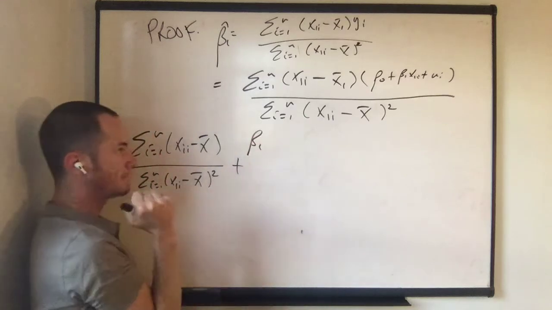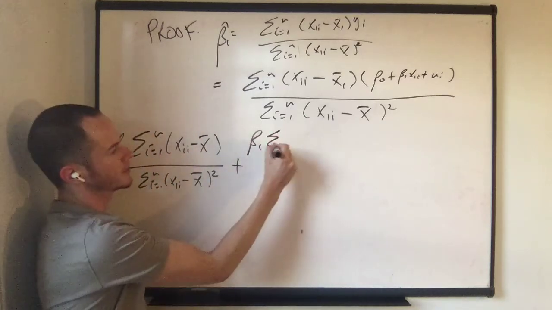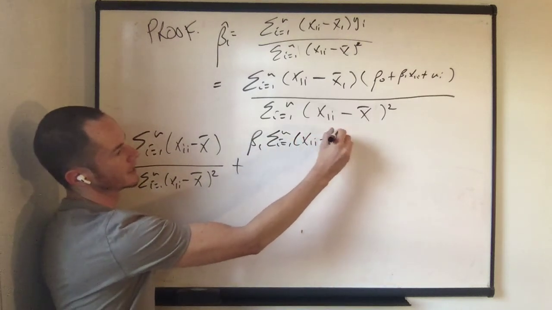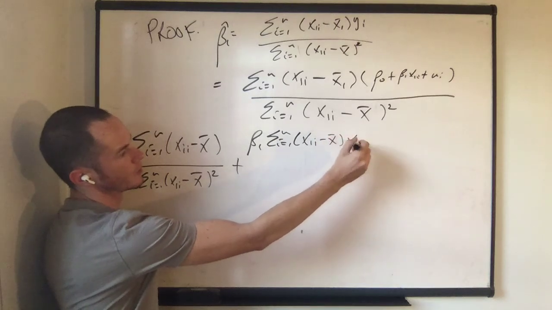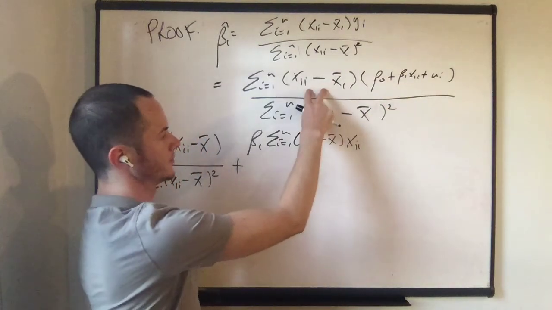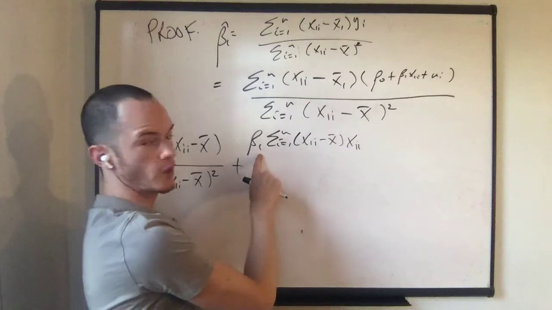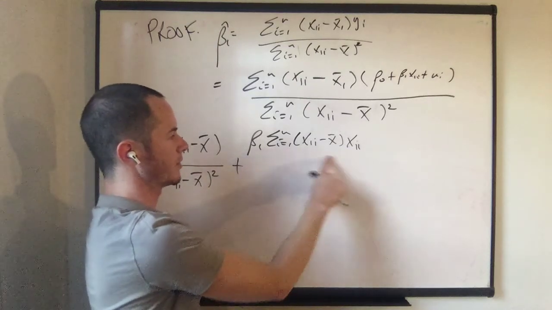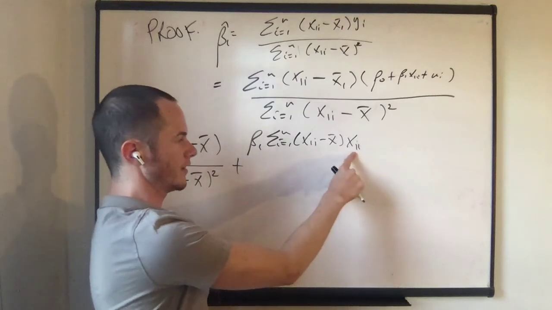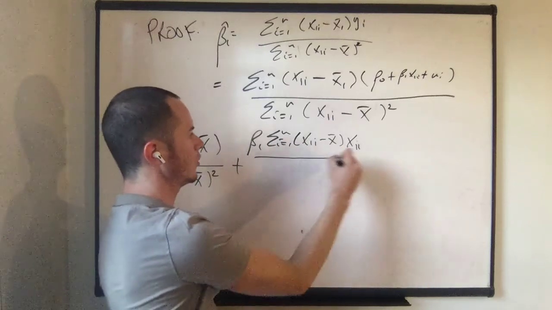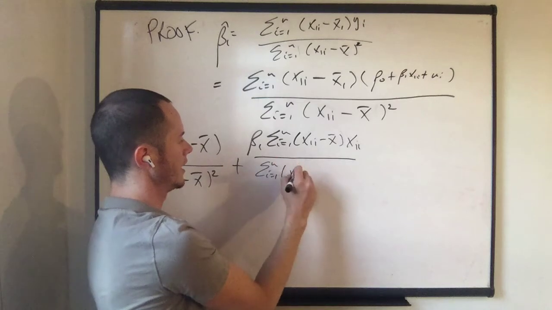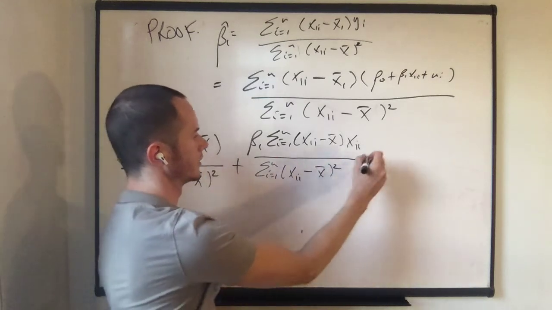Plus beta 1 times the sum from i equals 1 to n of (x1i minus x bar) times x1i, right? So we had this term times this. We can bring the beta 1 out in front because beta 1 is not part of this summation. Beta 1 is being multiplied by everything, so we just bring it out in front of the summation. We are left with x1i times that term all over the whole denominator, sum from i equals 1 to n of (x1i minus x bar) squared.